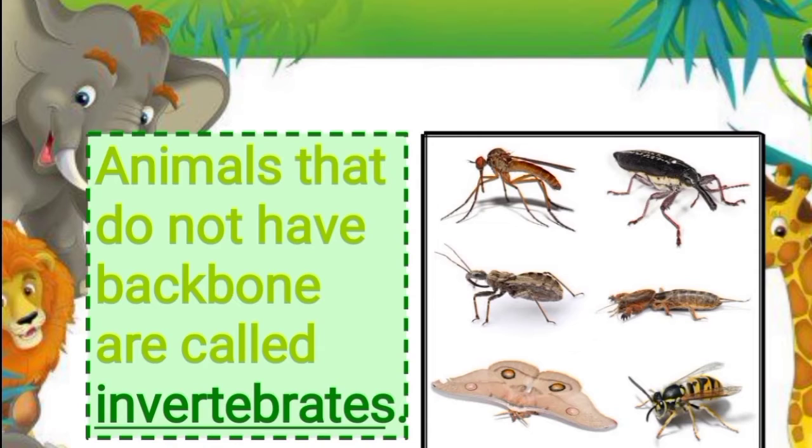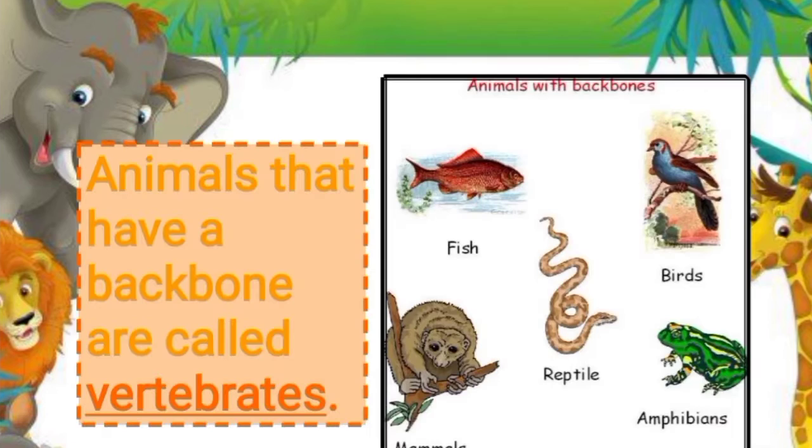An insect has 6 legs and its body is divided into 3 parts: head, thorax, and abdomen. Most insects have a hard outer covering made up of a material called chitin. A few insects such as mosquitoes and butterflies can fly.